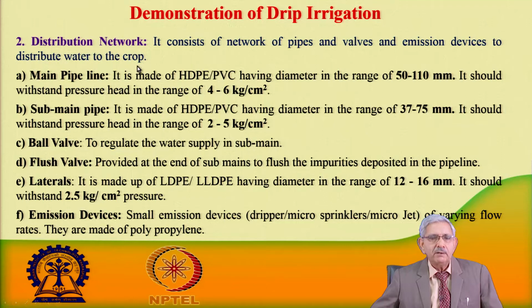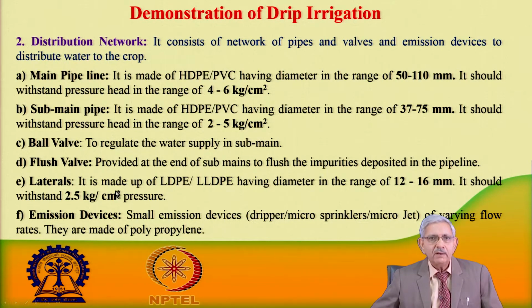The sub main pipeline receives water from the main pipeline, and the size ranges from 1.5 inch to 3 inch, and it should withstand a pressure range of 2 to 5 kg per square centimeter. Then the ball valve and flush valve are the other devices, used to regulate the flow or to remove the dirt deposited in the pipeline by using the flush valve.